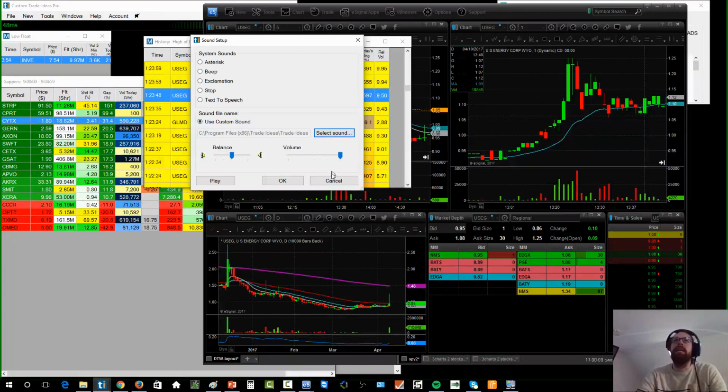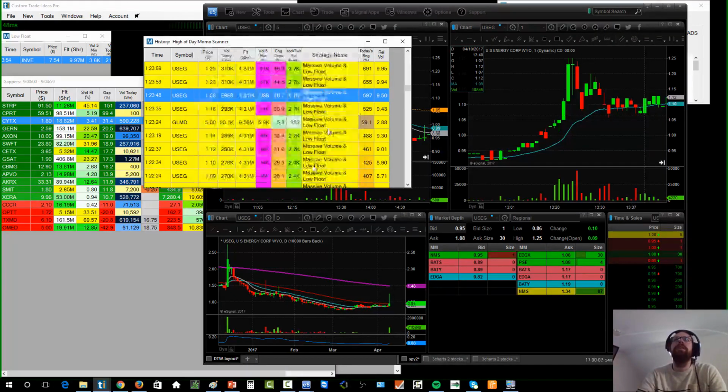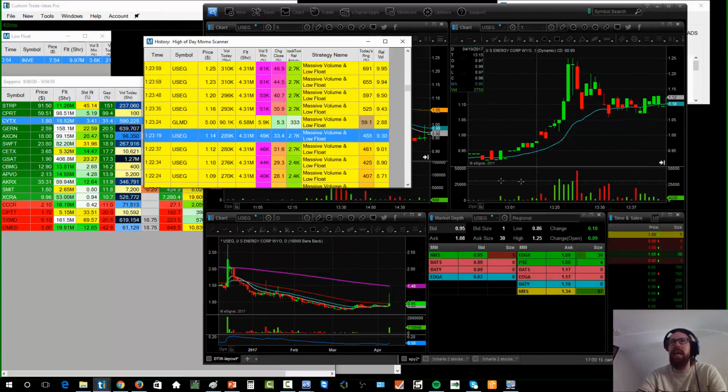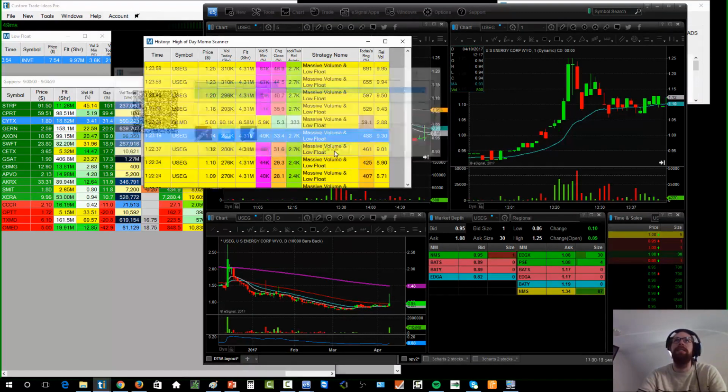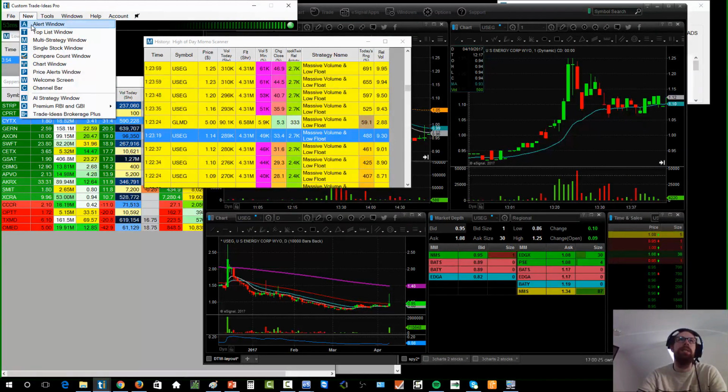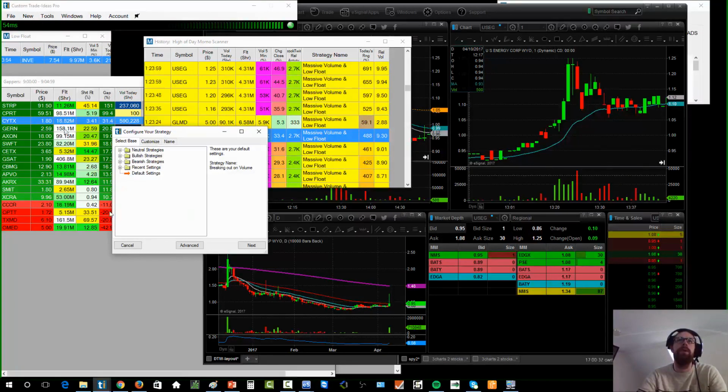The only thing for me is that I actually don't need an audio alert for 7 out of the 8. I only need an audio alert for massive volume, low float. So what I did is I went to collaborate, so I can collaborate that specific scanner. I can pull this up, copy and paste it, and then I can go to a new alert window. This one's a multi-strategy window with multiple strategies. A new alert window would just be one alert.